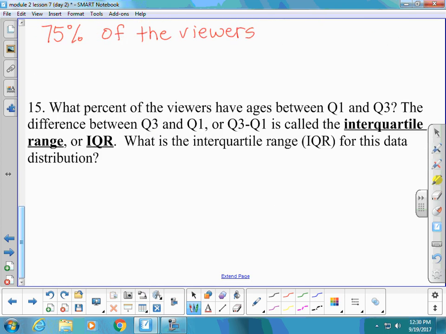Okay, a couple more questions here. Next it says, what percent of the viewers have ages between Q1 and Q3? So the Q1 to Q3, that's the part of the box that goes like this. This is Q1, and then we add our median Q2 and Q3. And that covers the two 25s. So the percentage of the viewers having ages between Q1 and Q3 is always going to be 50%.